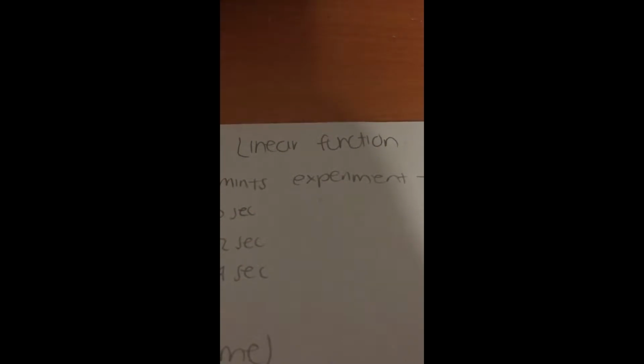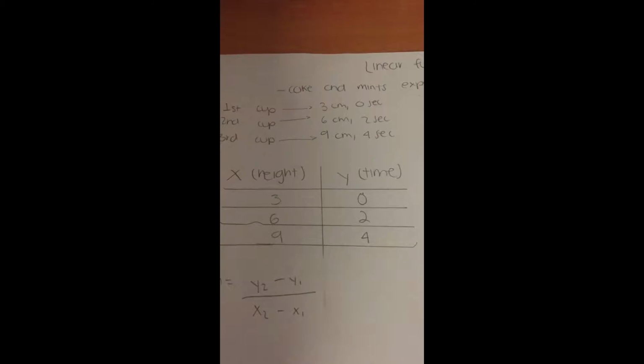Hi, in this video we're going to do the function for the Coke and Mints experiment. First, as you already saw in the previous videos, we had to do the experiment and we did it 3 times to get the timing and the height of the cup. The height means how much we filled it with Coke, and the time means how much time it took for it to have a chemical reaction. So we have the data here.